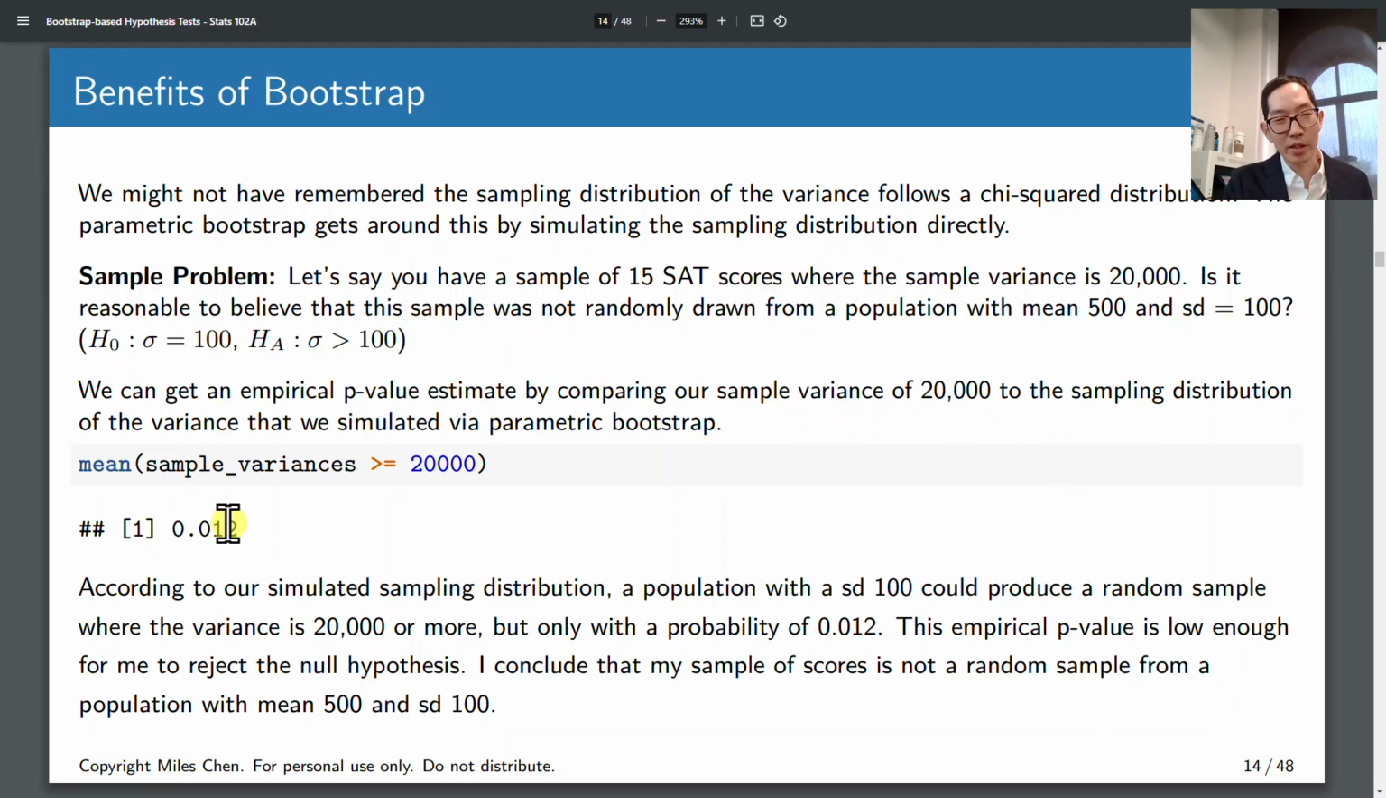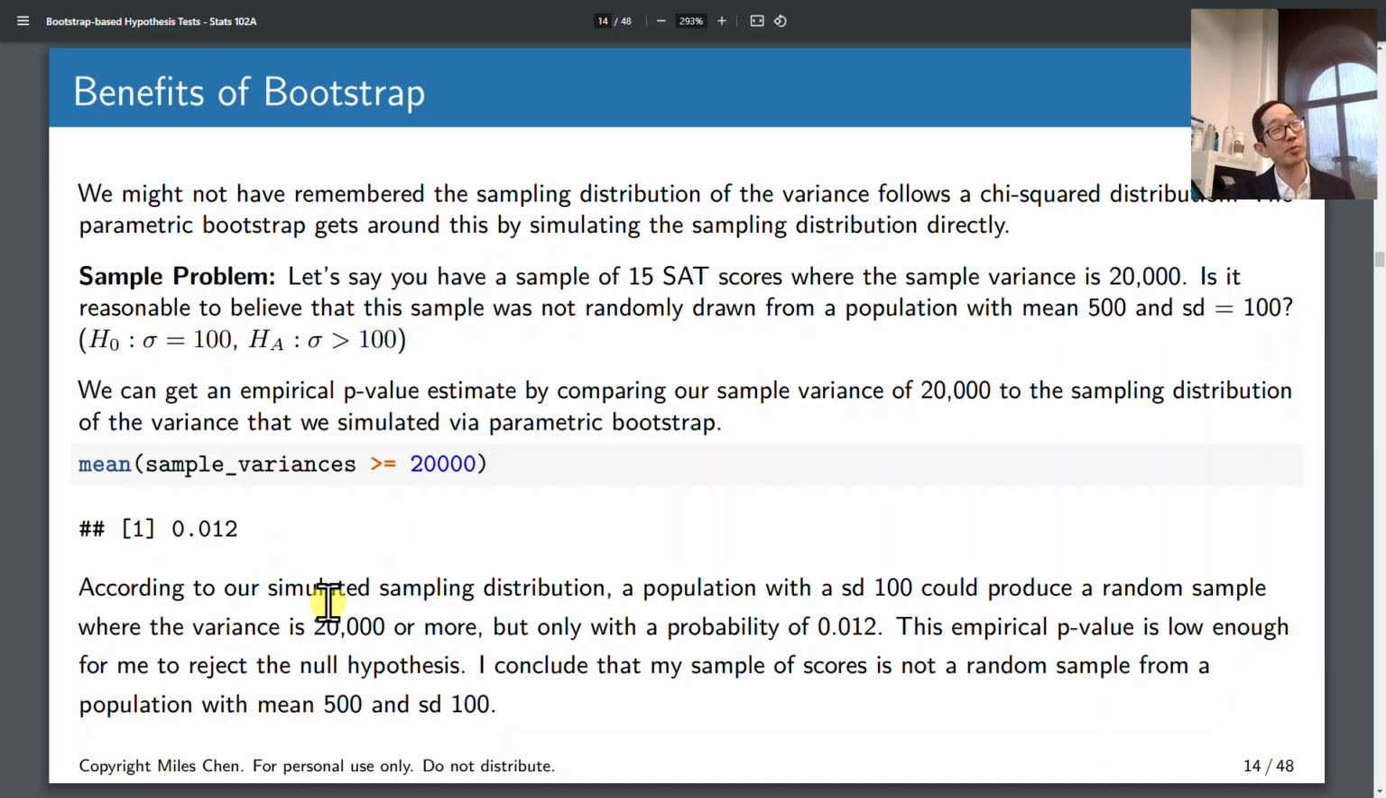That's how I'm getting a variance of 20,000. Okay, is it possible that it came from the original population where the standard deviation is 100? It is possible. How often does something like this happen? It only happens 1.2% of the time, right? So that's a small p-value.